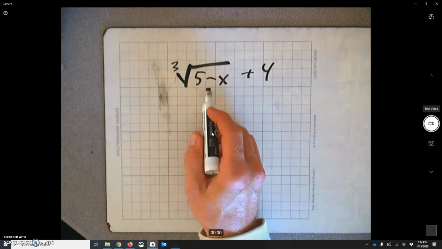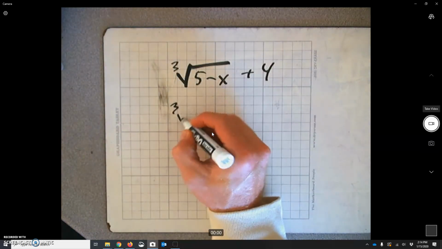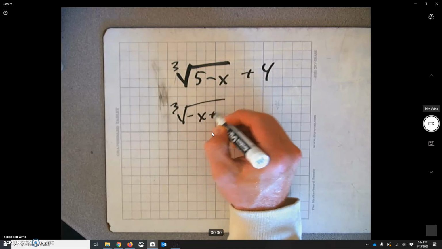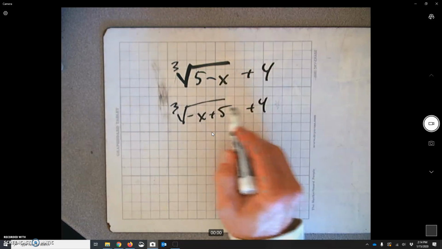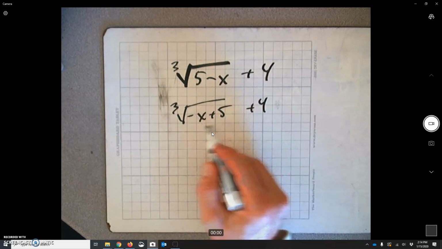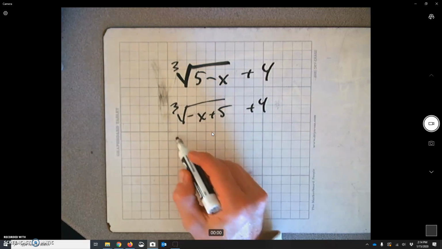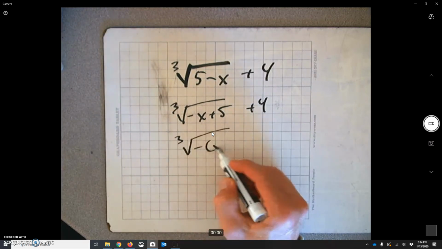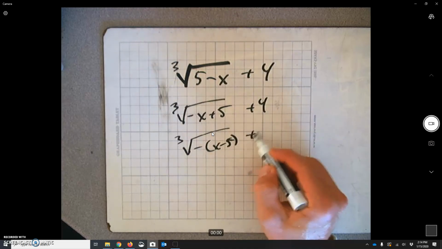So first thing we're going to do is rewrite this so the X is first. So cube root of negative X plus 5 plus 4. Remember, make sure you don't write this square root all the way over. And we're going to factor this negative sign out. Negative, and that's X minus 5 plus 4.